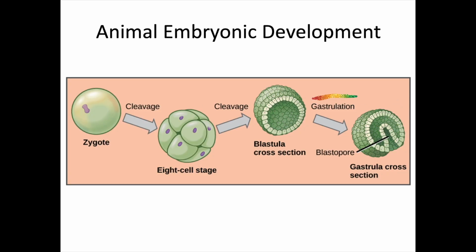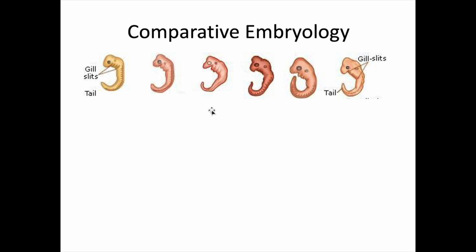Now, this development is very similar in very diverse groups of animals if you were to continue on past these stages. What do I mean by very similar? Well, early embryos of diverse animals look very similar to one another. Try to guess what these 6 animals are going to grow up into. I'd be surprised if you got all of them right, because they kind of all look the same.